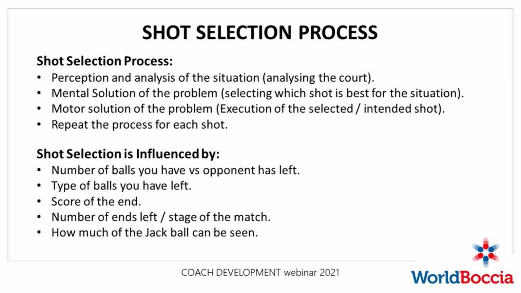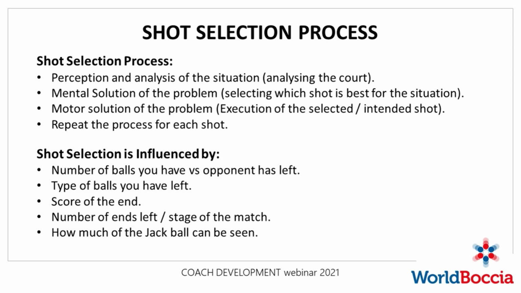So once we've analysed the court, and we've got a bit of information coming into the athlete's mind around what shots they can potentially play, this is when the mental solution to the problem, or more basically selecting which shot is best for the situation, comes in. In any given situation, the chances are there's going to be more than one type of shot which can be played. And so this is the part of the process where the athlete starts to look at what the outcome they're looking to achieve is and what shot can achieve this with the highest chance of success.